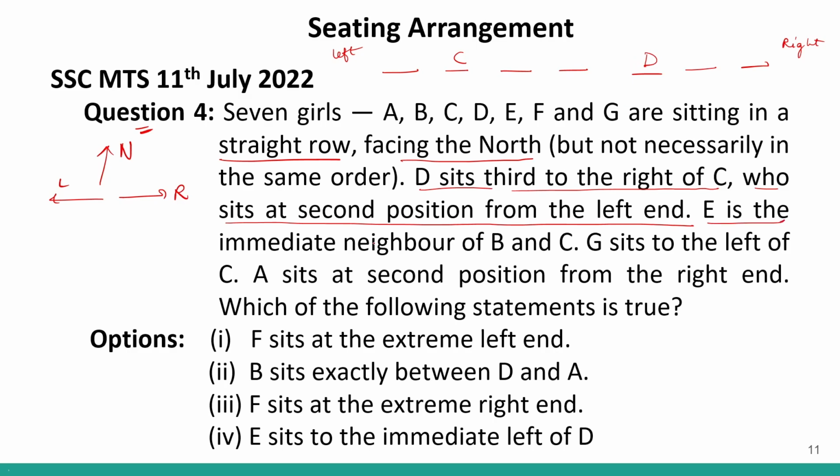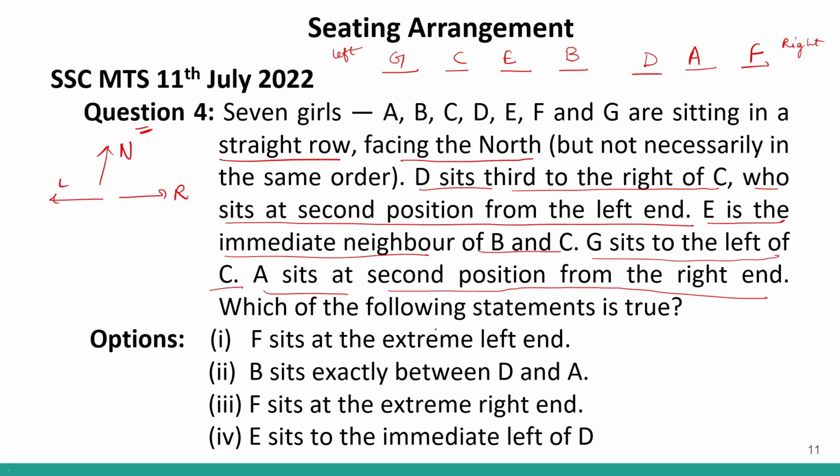E is immediate neighbor of B and C. So if I place E over here, I do not have a place for B. So I will place E over here and I will place B over here, because E is immediate neighbor of B and C. Correct? Now, G sits to the left of C. To the left of C, we have only one position, so G can come over here. Now, 2 persons are not placed yet, A and F, and we have empty positions for them. It is given to us, A sits at the second position from the right end. So, from the right end, A will sit over here. Now, the only person remaining is F, so F will come over here.